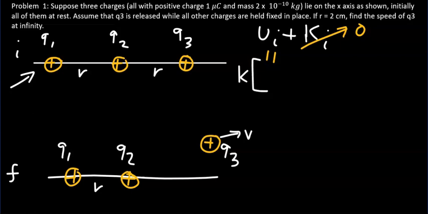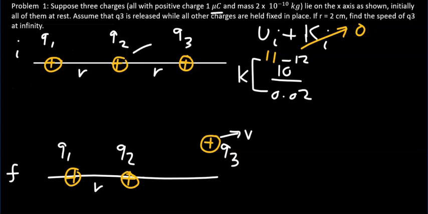The first pair is Q1 and Q2. So that's Q1 times Q2. Each has a charge of 1 microcoulomb. So 1 microcoulomb times 1 microcoulomb is 10 to the power minus 12. The distance between them is r. So r is 2 cm, 0.02 meter. So that's the first combination.